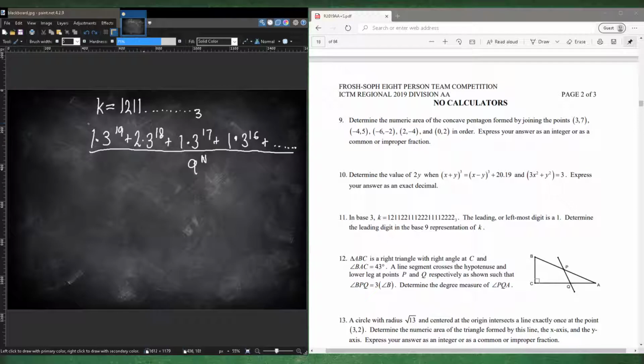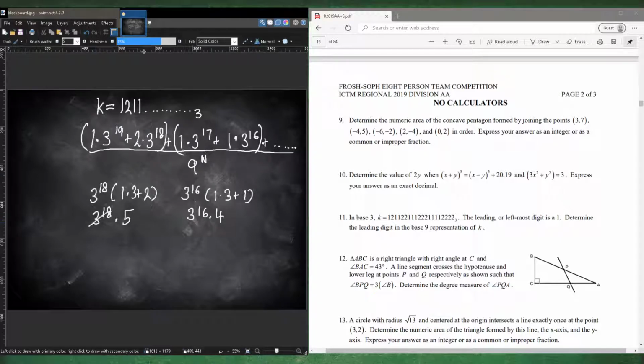And what we could do is just combine some terms together. So let's combine these two terms, and let's combine these two terms. For this one, we could just strip out 3 to the power 18, which equals 1 times 3 plus 2. So that is the same thing as 3 to the power 18 times 5, right? And this one, we just strip out 3 to the power 16, and that'll give us 1 times 3 plus 1, and that'll give us 3 to the power 16 times 4.